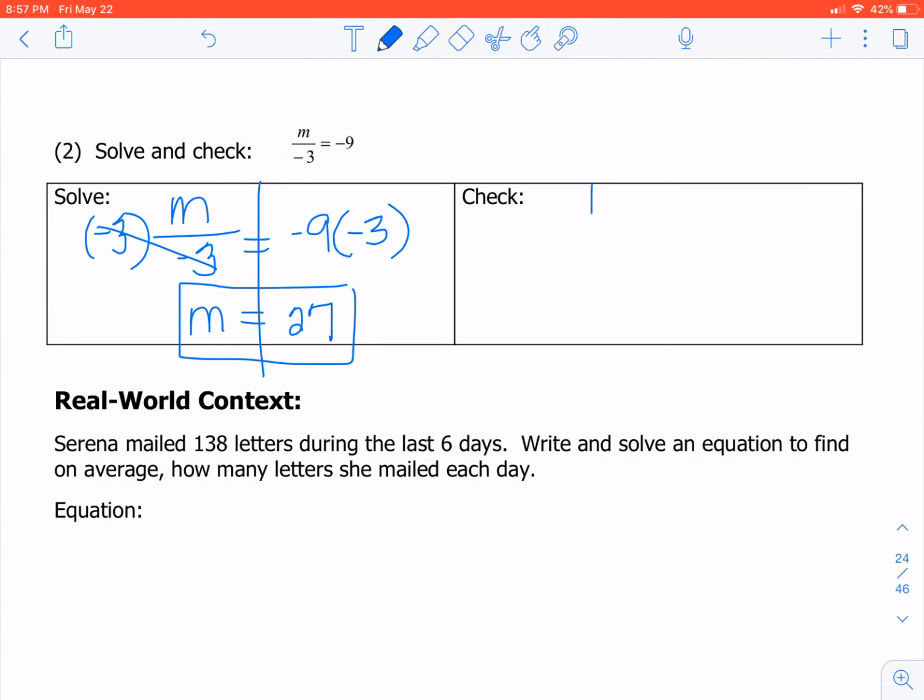Now let's make sure that's correct. So rewrite. We're going to replace. 27 divided by negative 3 is negative 9, which means it does check. That is a good answer.